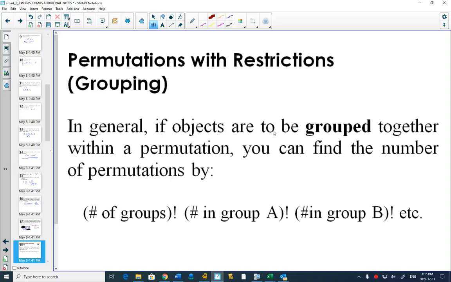In your notes it says permutations with restrictions grouping, just because we already talked about one kind of question is a permutation with a restriction. Those were the spaces where if you had a restriction you dealt with it first. I don't want to confuse those two ideas, so we're just going to call this a grouping question. So what we're going to look at is what happens when you want to group certain objects together but still arrange them.